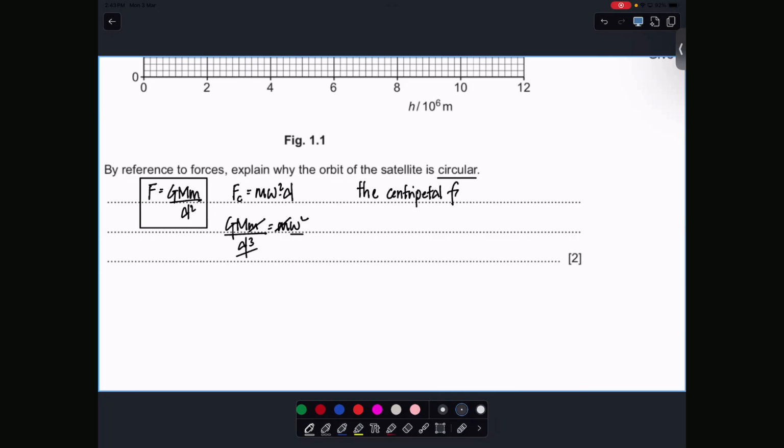Right, so 2 marks is an answer to give: by reference to forces, the centripetal force is provided first of all by the gravitational attraction or gravitational force, which is constant. Hence, radius remains constant.